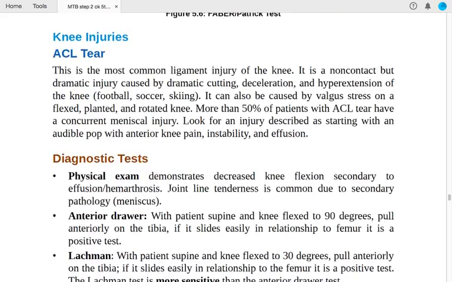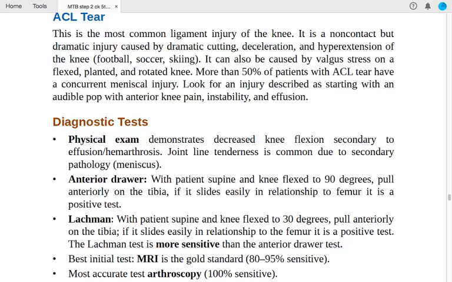Now, from the diagnostic point of view, we'll go for the physical examination first, which demonstrates decreased knee flexion secondary to effusion or hemarthrosis. Joint line tenderness is common due to secondary pathology, and that's the meniscus. So on physical examination, you can diagnose with the help of decreased knee flexion, which is secondary to either effusion or hemarthrosis.